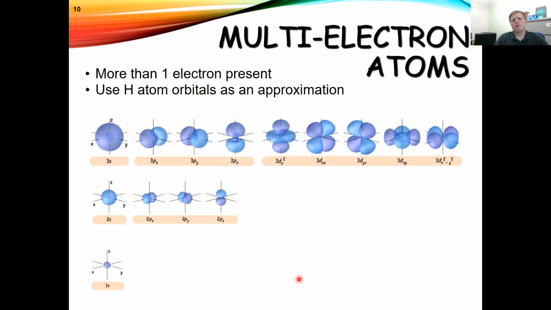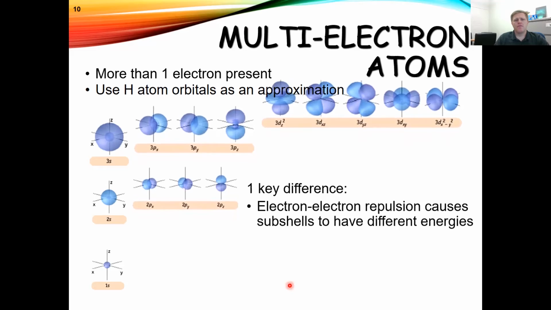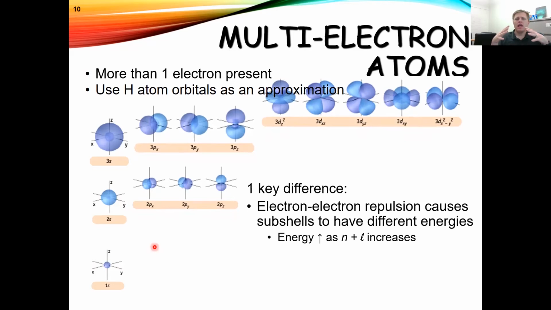However, when you get into a multi-electron atom, this picture actually changes a bit. The big difference is that in multi-electron atoms, the core electrons, the ones down at 1s and in 2s, etc., will actually repel the outer electrons. And what that does is causes the p orbitals to be slightly higher in energy than the s orbitals, and the d orbitals to be higher in energy than the p orbitals. And so now we have to figure out how much energy it takes to get into each of these orbitals.